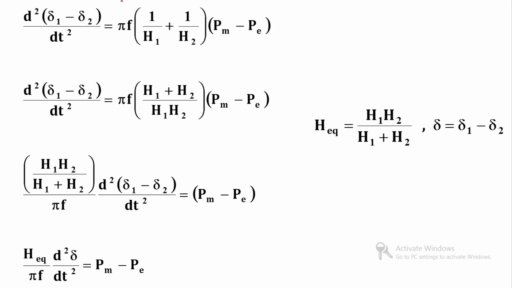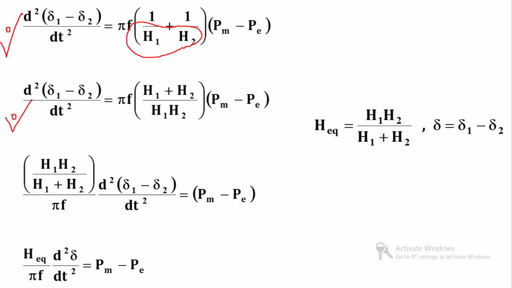So this is the equation that we wrote in our last slide: d square by dt square of (delta 1 minus delta 2) times pi f, Pm minus P as it is. I will take H1 into H2 as our LCM. So the denominator has H1 into H2 and the numerator has H1 plus H2. So let's convert this equation into our standard equation.